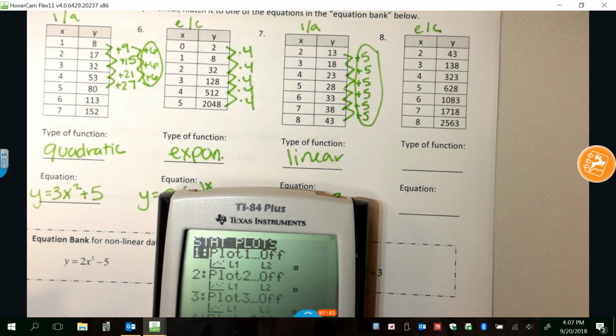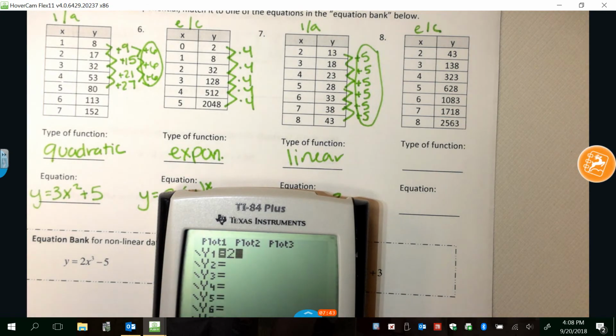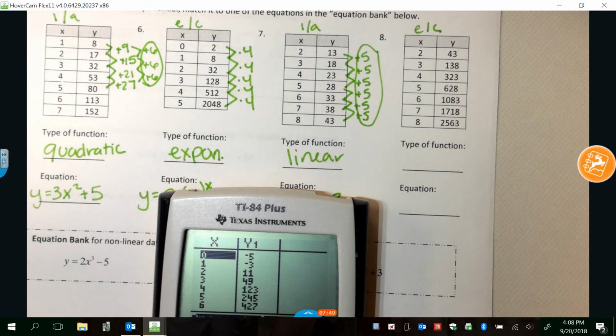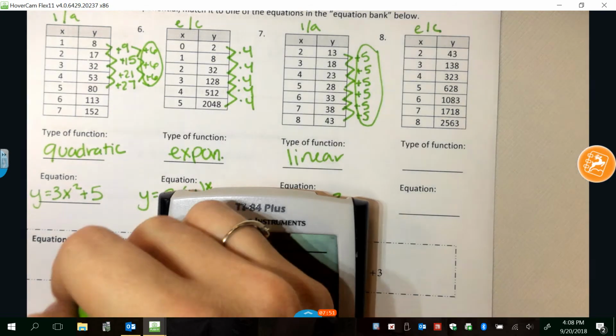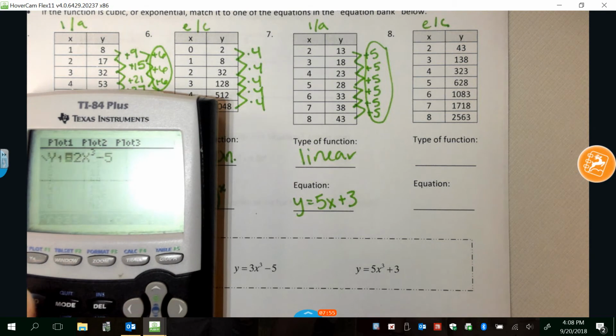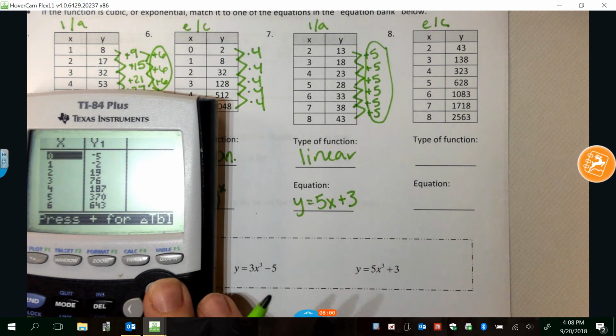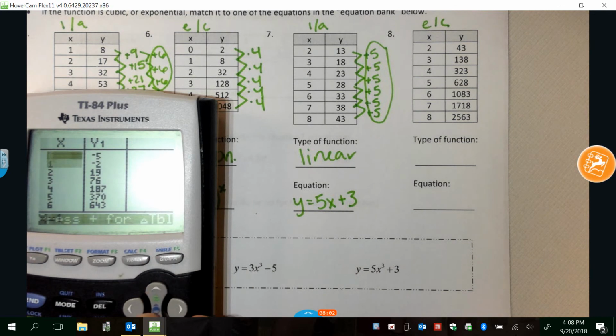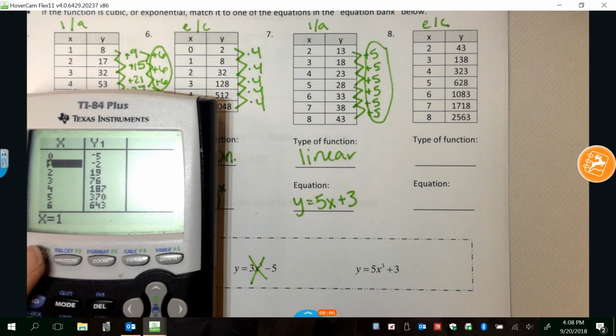So we have 2x to the third power minus 5, second graph. I can look at my table. This doesn't match any of my tables at all, so we know this equation is not going to help us. Okay, so let's try the next one. 3x cubed minus 5, second graph. This also doesn't match any of my tables, so I know that this is not my answer.